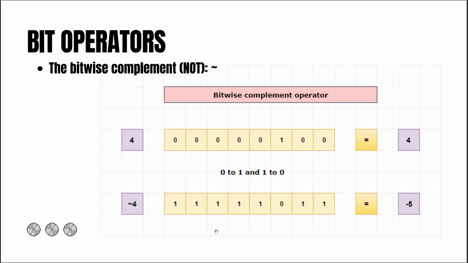But remember, the first bit in a binary number is the sign of the number. For example, if it is 0, it means the number is positive, and 1 means it is negative. So with 8 bits, it's the power of 7 times minus 1.